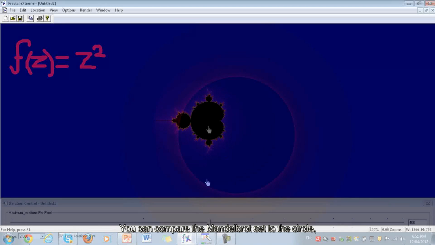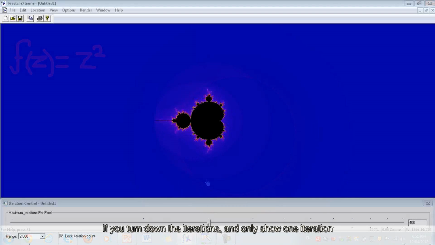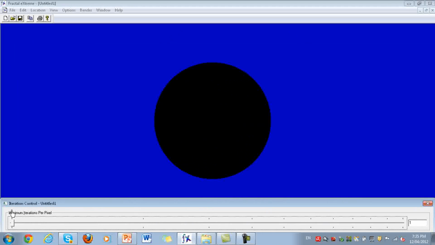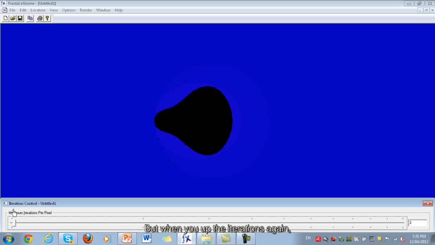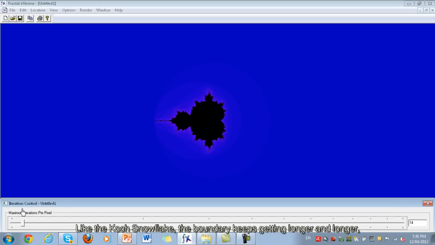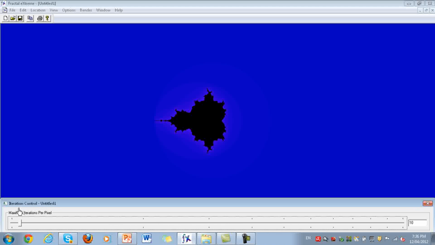You can compare the Mandelbrot set to the circle if you turn down the iterations and only show one iteration. You can see only a smooth boundary. But when you up the iterations again, the boundary becomes more and more complex. Like the Koch snowflake, the boundary keeps getting longer and longer. With 10 iterations, you can still see the boundary clearly, and you can still see that the black is connected.